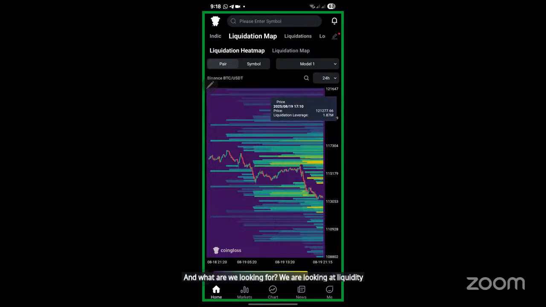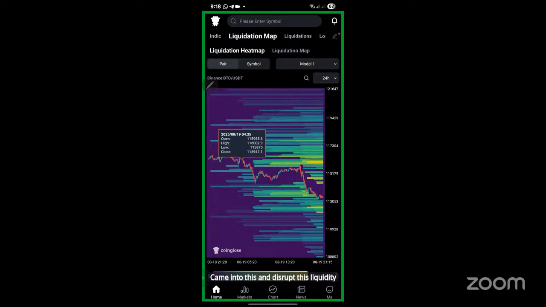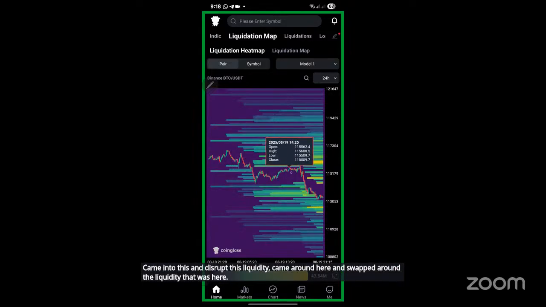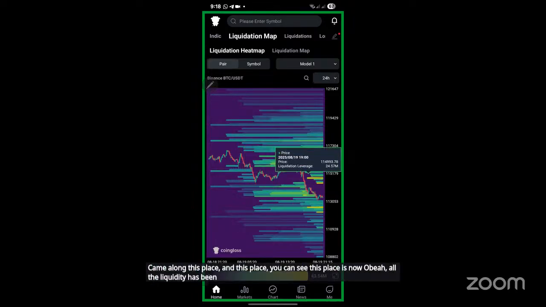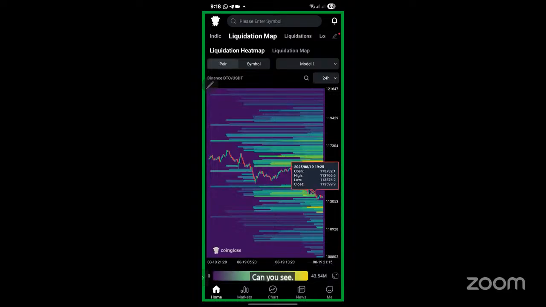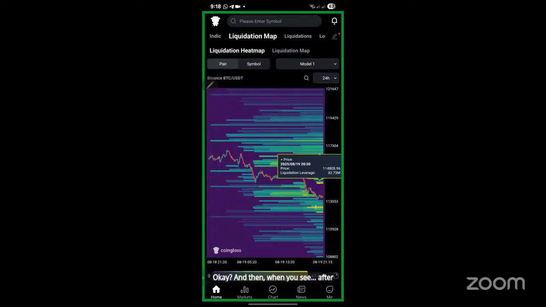You can see that price came into this and swept this liquidity, came around here and swept the liquidity that was here, came around this place, and this place, you can see this place now bare, all the liquidity has been swept. You can see price has gone down and all the liquidity here has been sucked. Now price is going down here. The sellers are pushing price down to make sure they sweep the liquidity of buyers down here. And then after sweeping this liquidity, it will still go up.